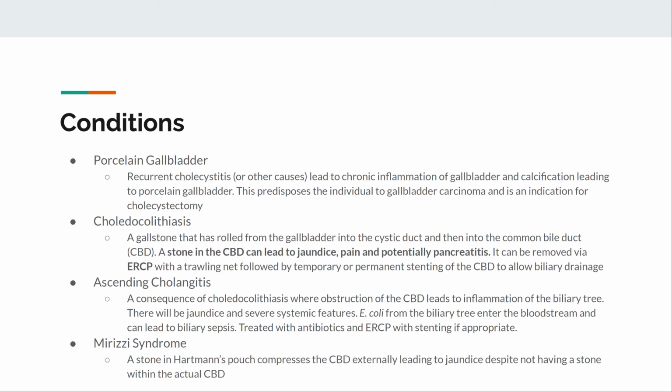I just wanted to also define Mirizzi syndrome, which is where you have a stone in Hartmann's pouch of the gallbladder. Because of the way the gallbladder sits next to the cystic duct and the common bile duct, that stone actually compresses the common bile duct and you get jaundice, even though you don't have a stone in the common bile duct. It's actually the stone in the gallbladder pushing from the outside against the common bile duct. The other thing you should know for anatomy is gallstone ileus, where you get a large gallstone penetrate through the gallbladder into the intestine. It gets stuck and causes paralytic ileus in the intestine.